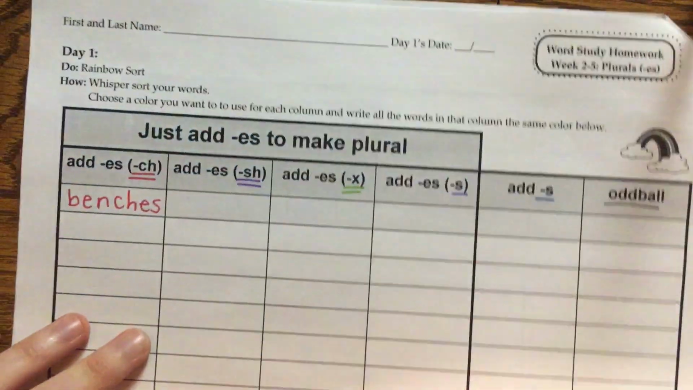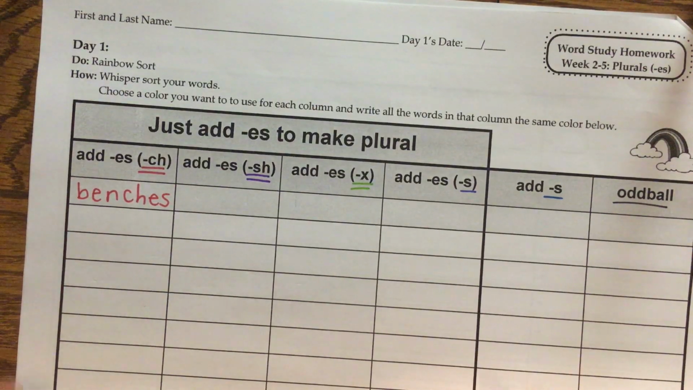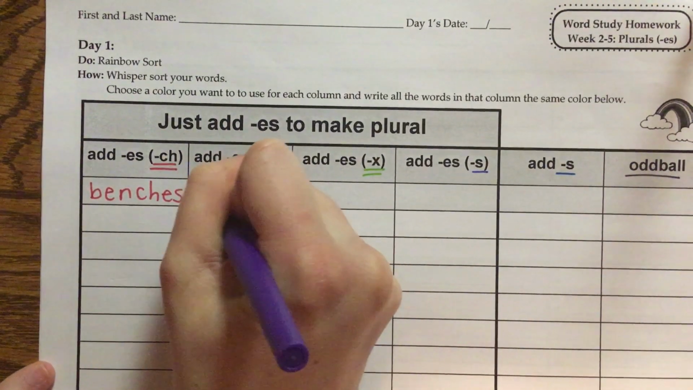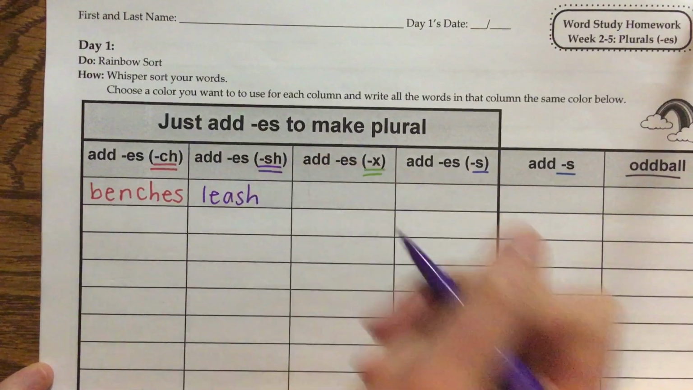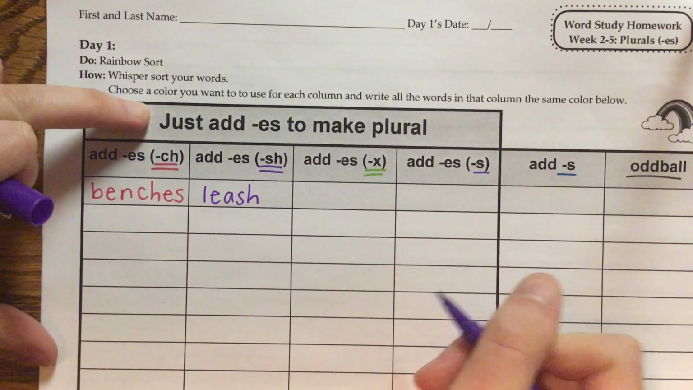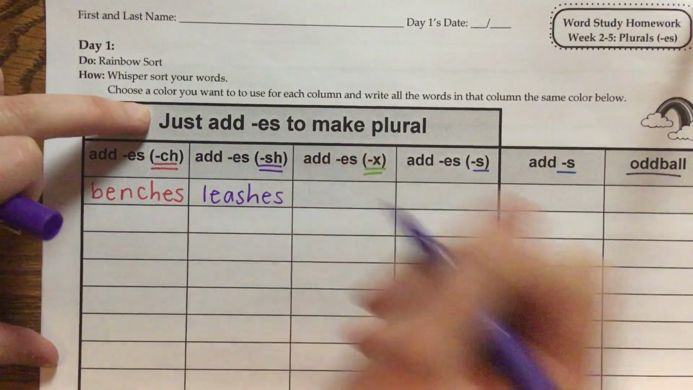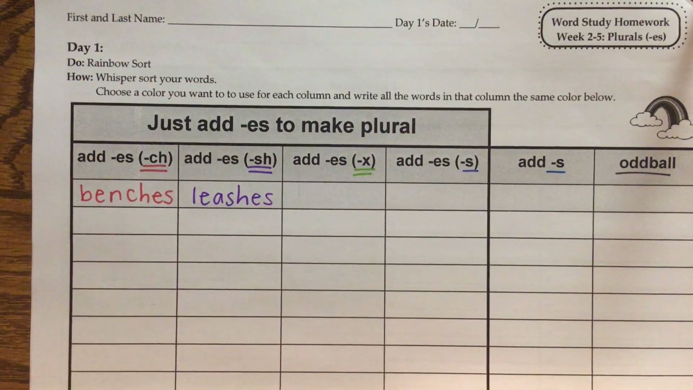So I'm gonna come to my rainbow sort. I'm gonna write the word leash, L-E-A-S-H. I have to add ES to make it plural because it ends in SH. And I go ahead and put leashes.